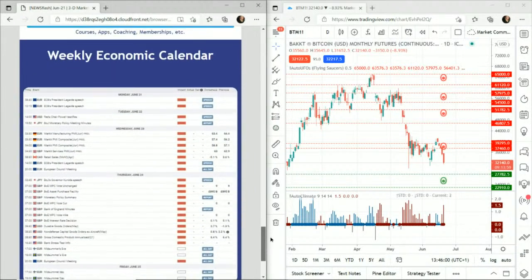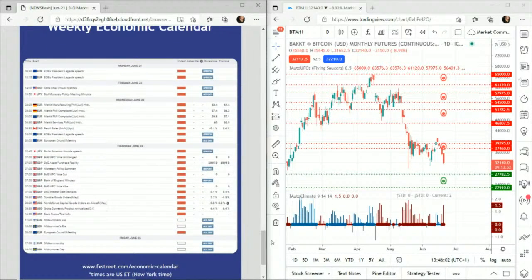Speaking of, you can also use our weekly economic calendar that we put in here. It comes from FX Street, it's their economic calendar. We filter by high impact news, and we also filter by pretty much the majority of major countries and currencies. You can filter yourself by going to the fxstreet.com economic calendar, and you could filter by, say, just the US markets, or just the European markets, or just the pound, or just the yen, or whatever you do.